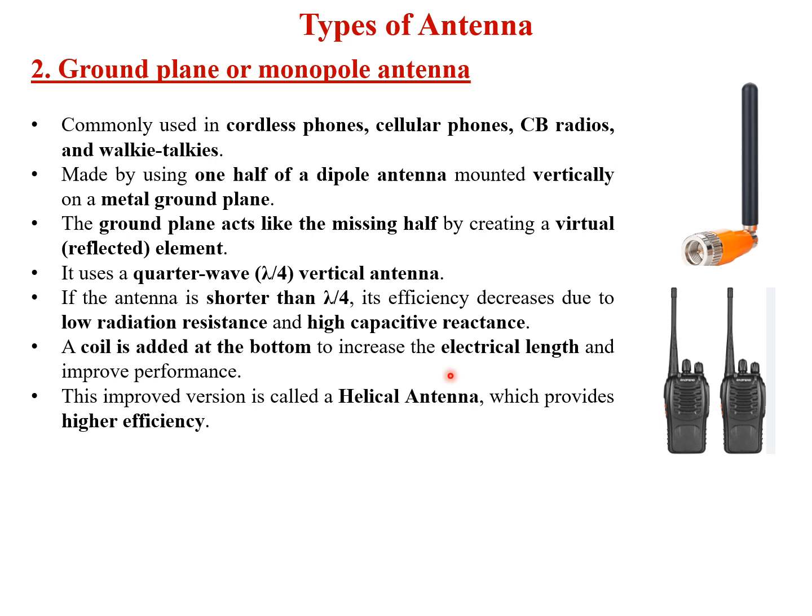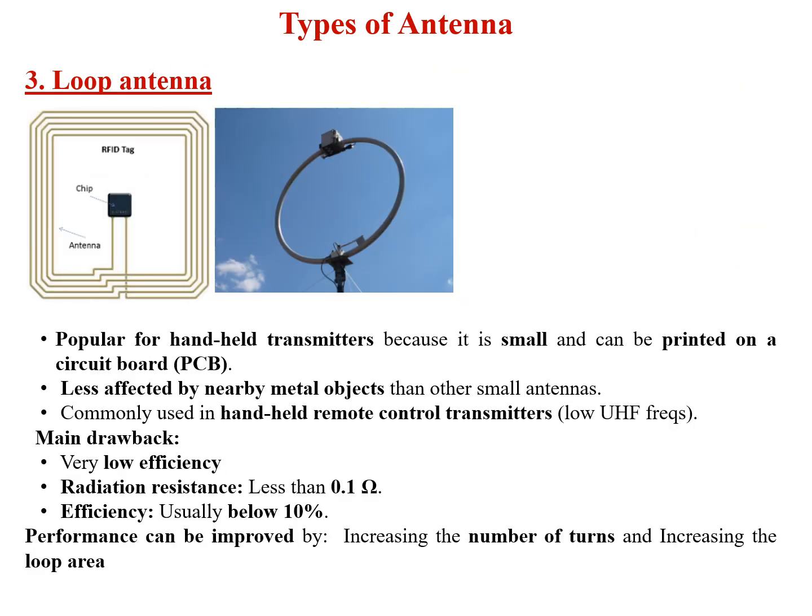If the antenna is shorter than lambda by 2, then the efficiency will decrease because of low radiation resistance and high capacitive reactance. So a coil is added at the bottom to increase the electrical length and improve the performance of the antenna. This improved version is known as the helical antenna, which provides higher efficiency.